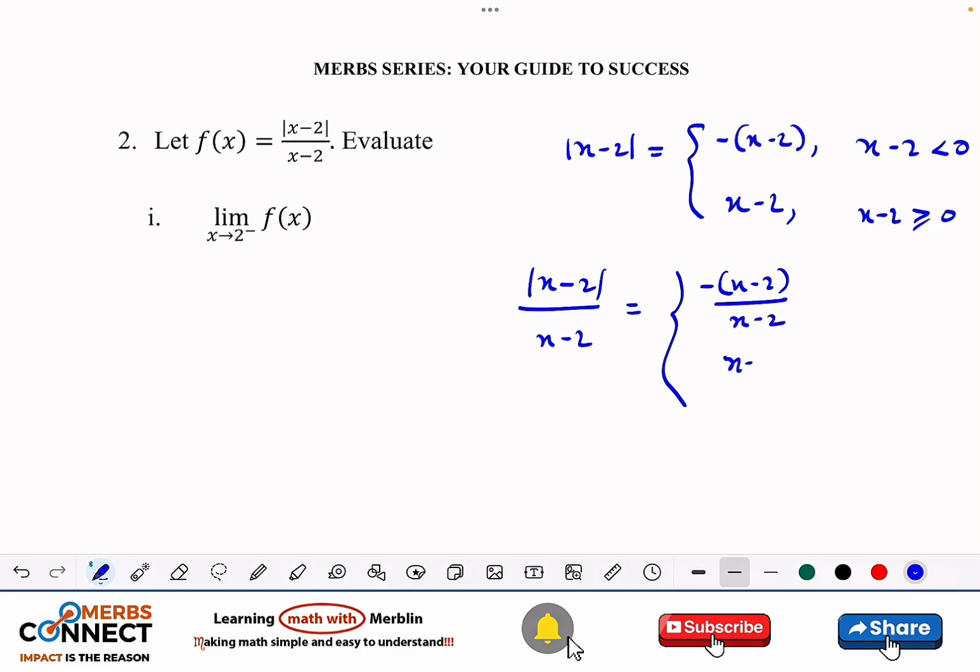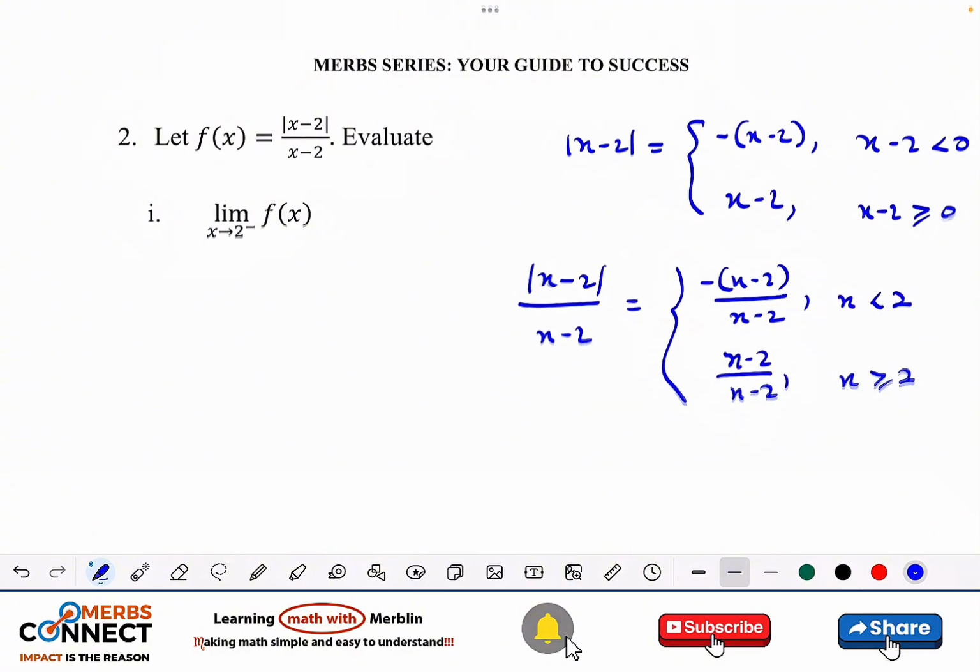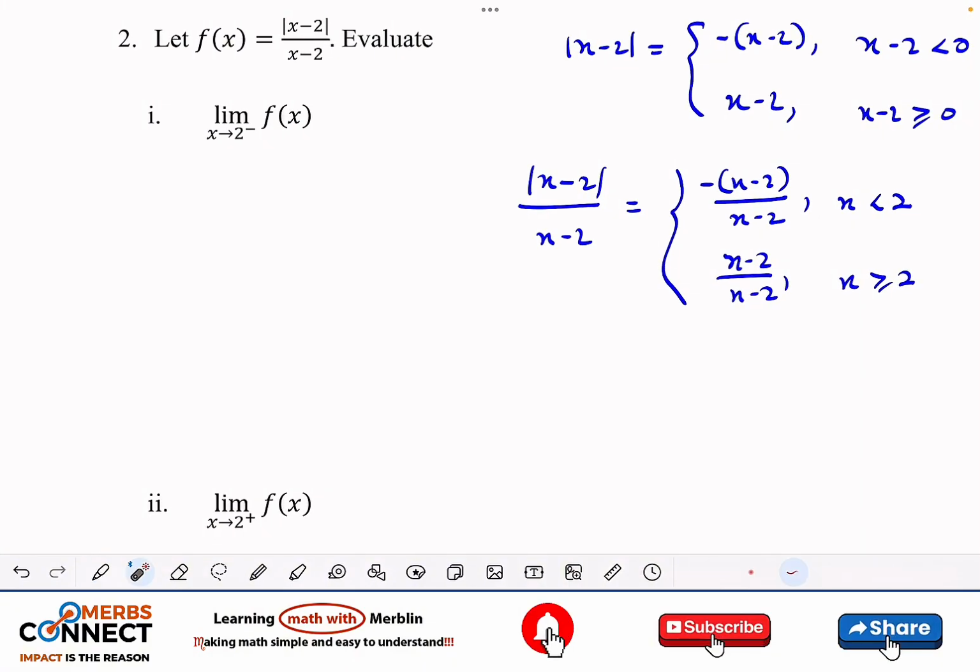Then I need to have x minus 2 divided by x minus 2 because I'm dividing this by x minus 2. And then simplify this, and I'm going to have x is less than 2. Simplify this, and I'm going to have x is greater than or equal to 2. And guess what happens? Here is the same as this, and it's equal to f of x. So this is the same as f of x, which is equal to the piecewise function.